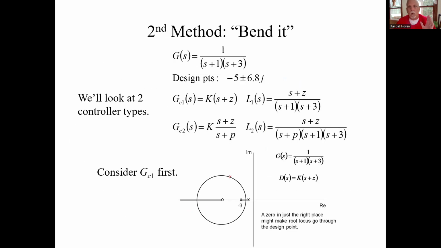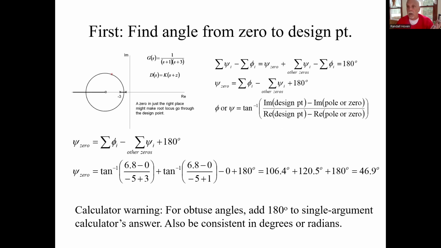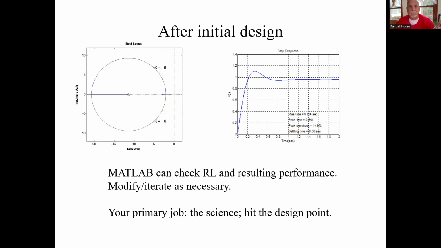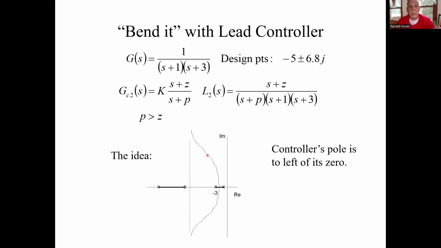So with that, I have one more method to show. Actually, we've shown every method. Let me do it with a different controller this time. Last time we did it with an ideal differential controller, which just had the S plus Z. It didn't have an extra pole. That was actually not physically realizable. This time, in this video, we're going to use this controller, which is called a lead controller because the pole is going to be to the left of the zero.